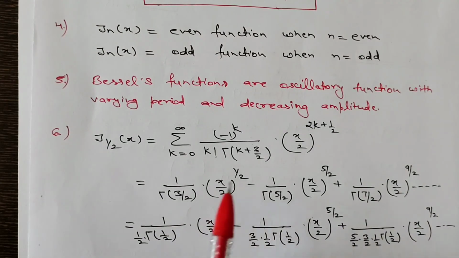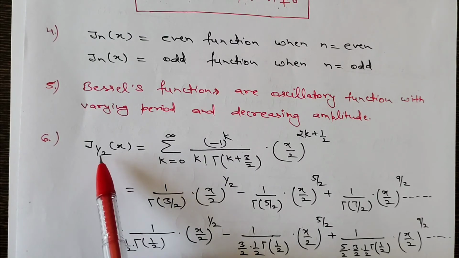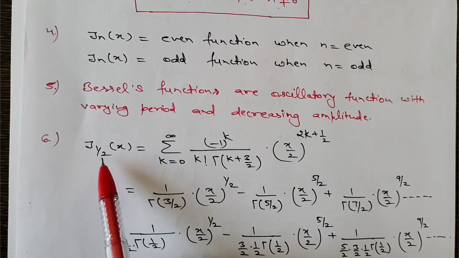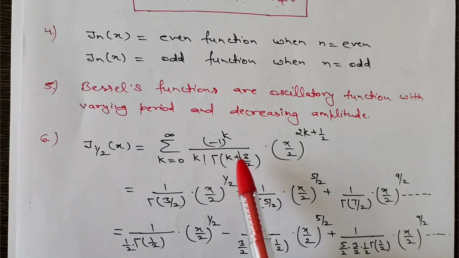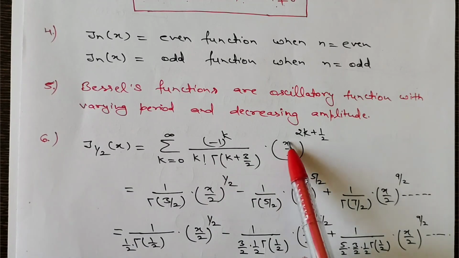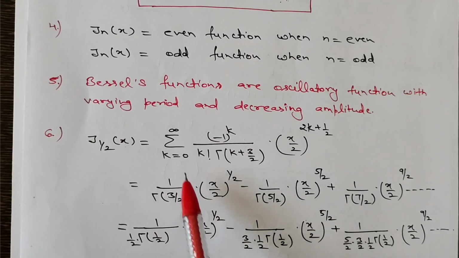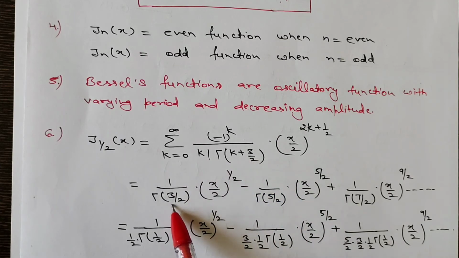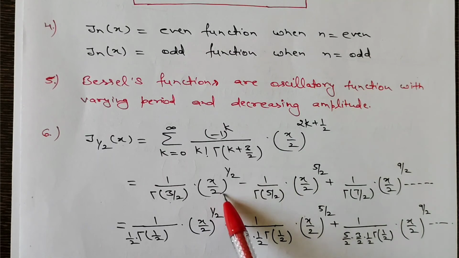Now look at the sixth case. I had written this as J half(x). So what I had done is put n equals half in the expression for Jn(x). So it becomes the summation over k going from 0 to infinity of (-1)^k divided by k! Gamma(k+3/2), times (x/2)^(2k+1/2). The first term, for k equals 0, is 1 over Gamma(3/2) times (x/2) raised to power 1/2.